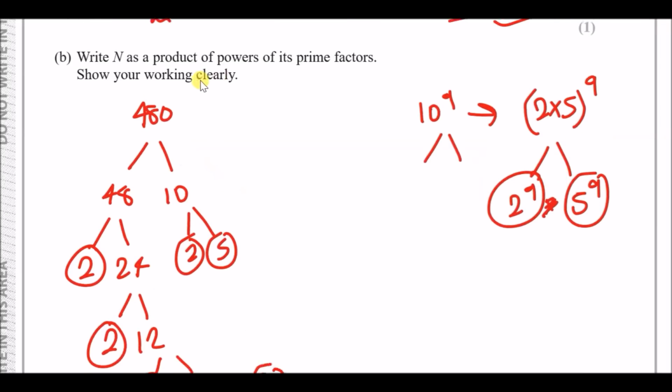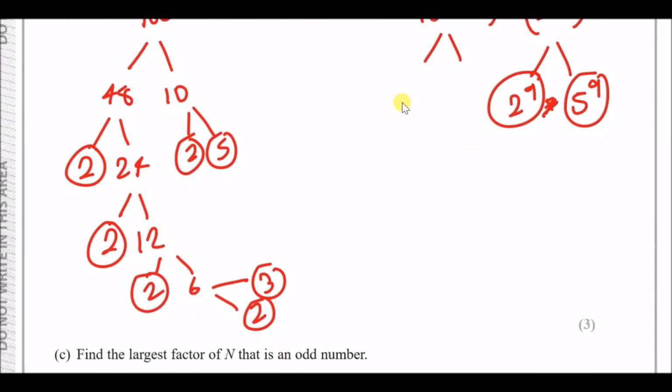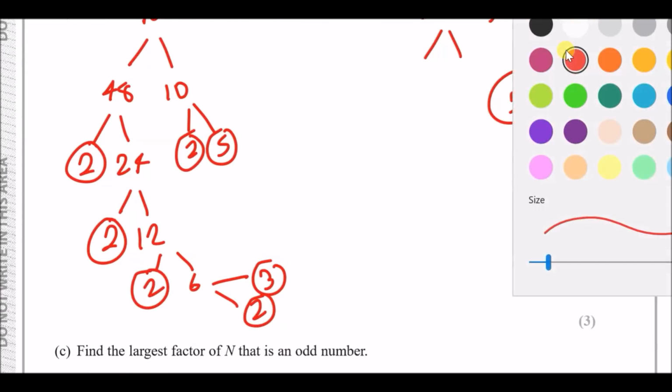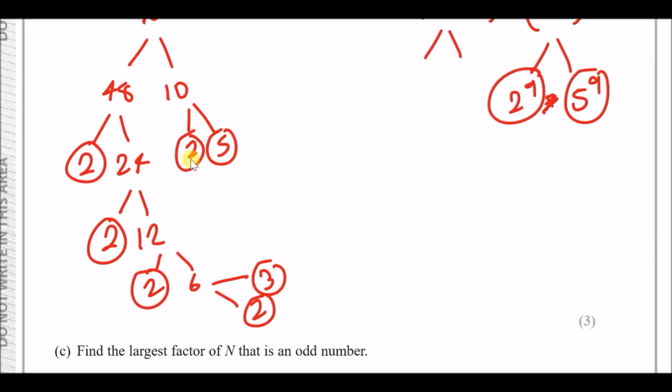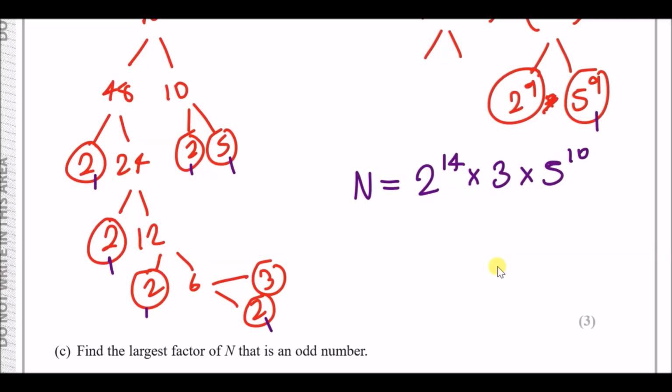Now finally, they want us to write n as a product of its powers. So in other words, we need to combine everything together. So this is the part where we just literally count them up. So starting with the 2's, we have 1, 2, 3, 4, 5 on this side, and we got 9 on this side. So collecting them, we're going to have 14 2's. So we have n equals 2 to the power of 14. Now we look at the next digit, which is 3, and we only have a single 3, so times 3. And as for the 5, we got 1 here and 9 here. So altogether we got 10. So 5 to the power of 10.